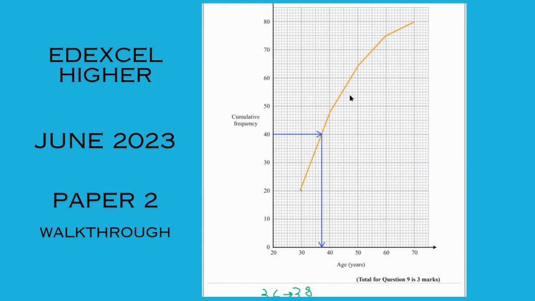So plotting those coordinates, there's your 40. As you can see, my answer, there's 35, 36. I'm coming out about 37. That'll do.